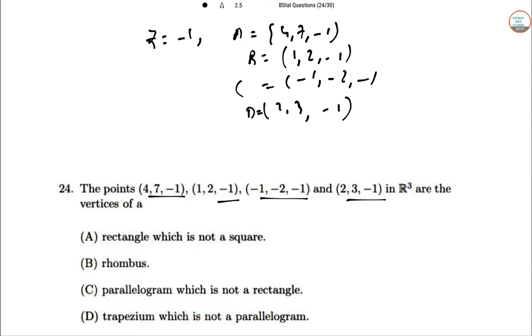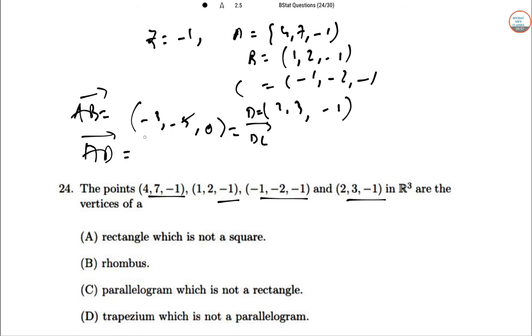You can take it. So we can find out AB. So that is minus 3, minus 5, 0, that is equal to DC. And AD will be minus 2, minus 4 and 0, that is equal to BC. So vectors AB and AD are not orthogonal and of different lengths. Not orthogonal, of different lengths, so it is a parallelogram which is not a rectangle.